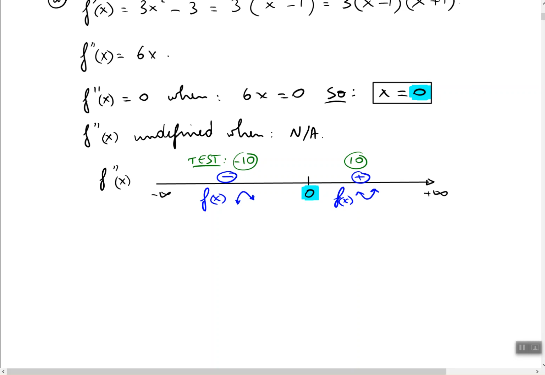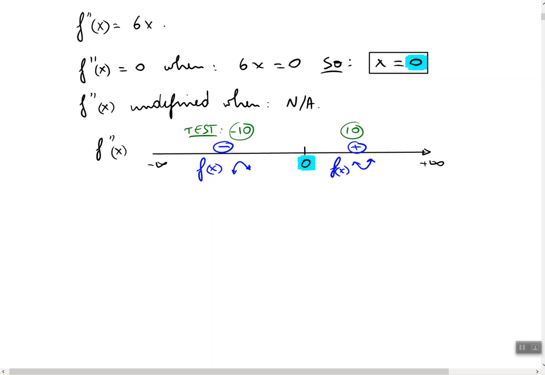And because we're going concave down, then concave up, when the concavity changes, we get in the middle what's called an inflection point. So the question said, where are the inflection points? We're going to say x equal to 0 has an inflection point.